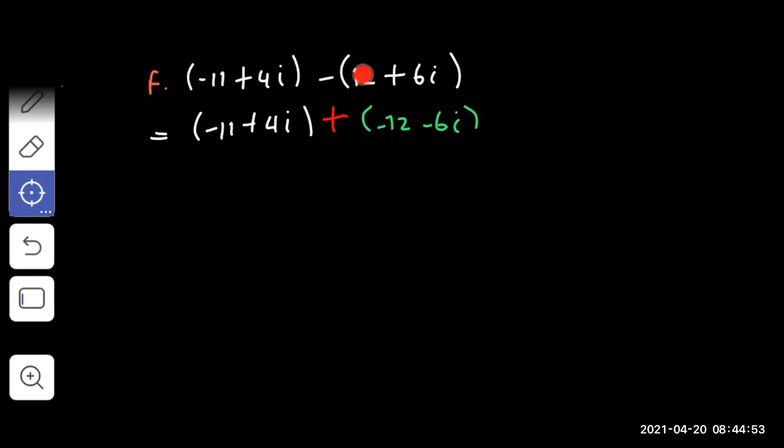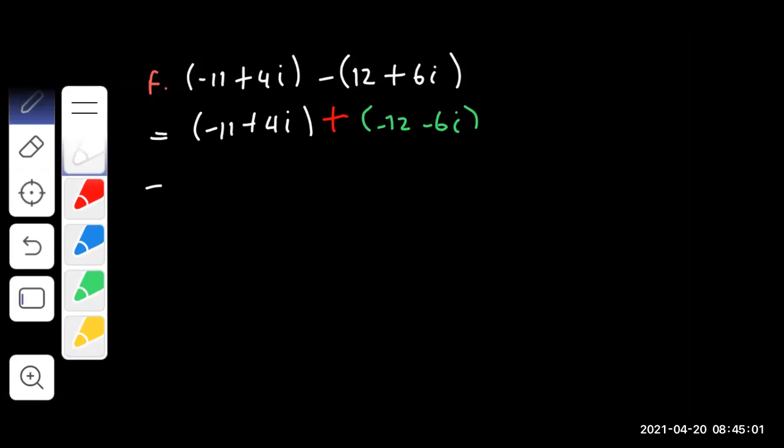Since it was negative, now it's positive. This is positive, now negative, using the distributive property. But you can look at this in that way. I think it is easier. Now once you change that, you have an addition, and you know how to work with additions. We're gonna add the real parts to each other, and the imaginary parts to each other as well.